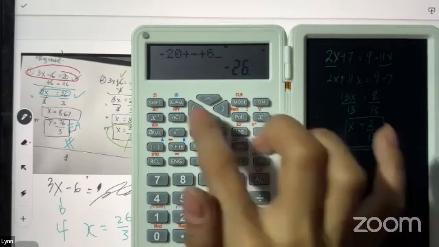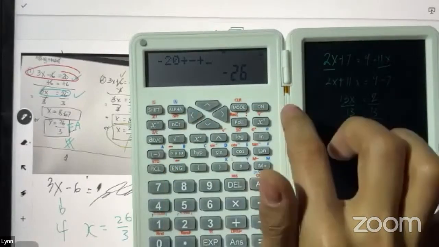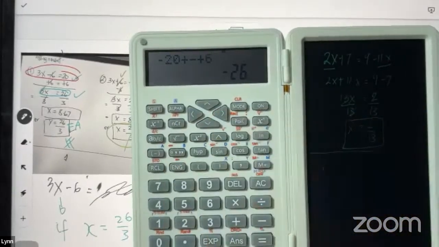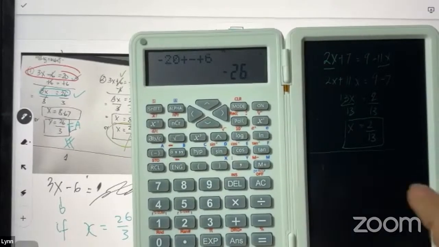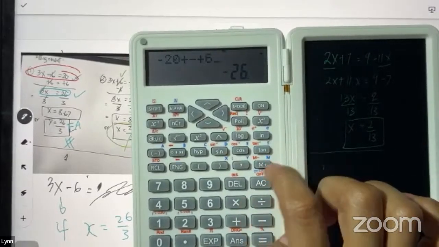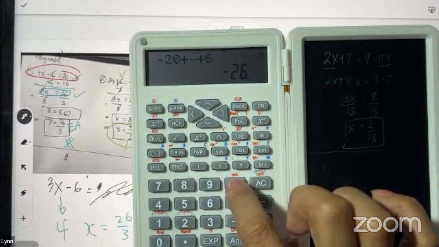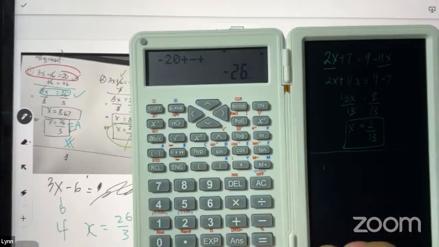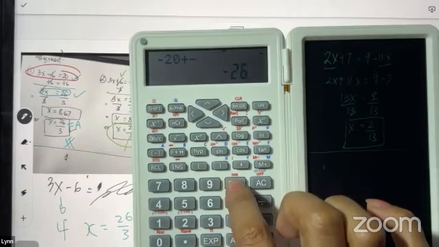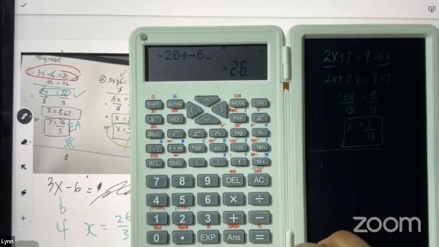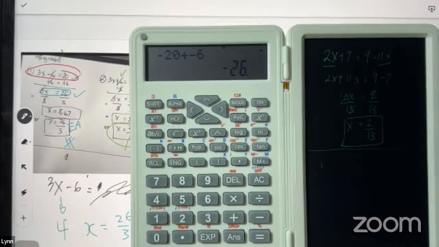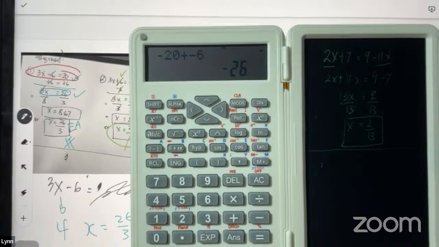Just delete. Press the delete button next to AC, the left of AC. Delete one more time. Then just 6. So I'm just inserting addition before the minus. That's all I'm doing. Press the equal button.